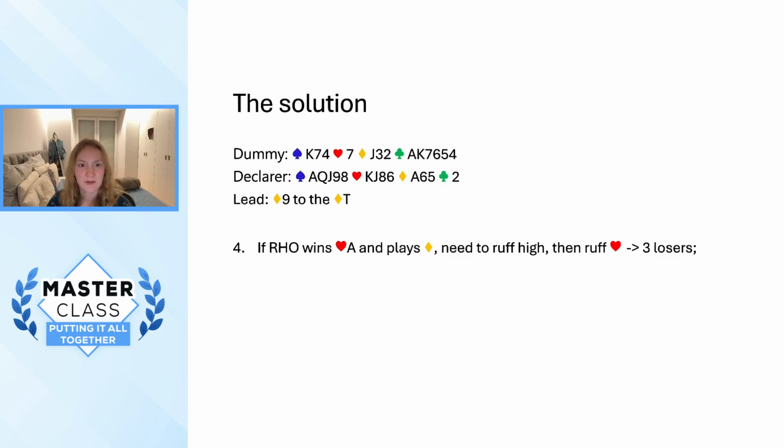You need to think about all the different scenarios here, because we don't know what's happened at this point. We're still planning. If right-hand opponent wins the ace of hearts and plays a diamond, we really need to ruff high. Remember, we know that left-hand opponent is out of diamonds, so we have to ruff with, say, the ace. Now we ruff a heart, and that will reduce us to 3 losers. We're making our contract.